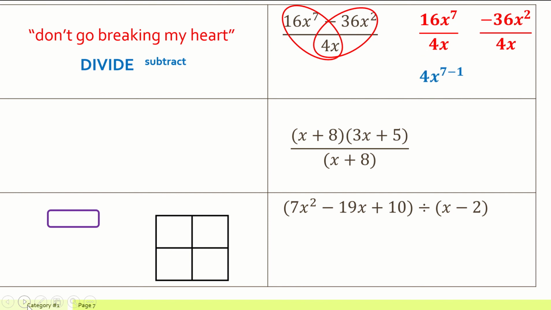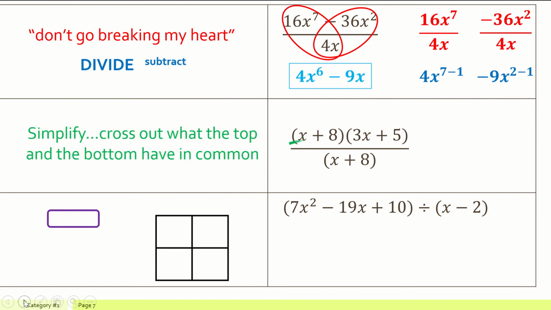So I would get 4x raised to the 7 minus 1. And the second problem I have is negative 36 divided by 4 is negative 9. X squared divided by x to the first. Remember, we subtract exponents, so we should get 4x to the 6th minus 9x. The next example is nice in the fact that it's already been factored. It's already in factored form for us.